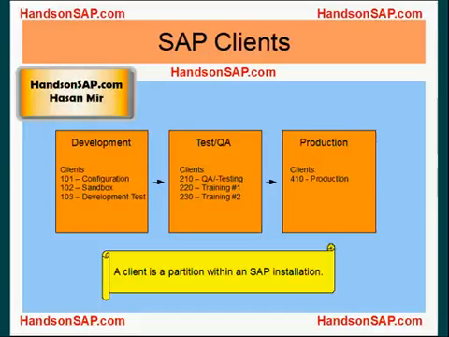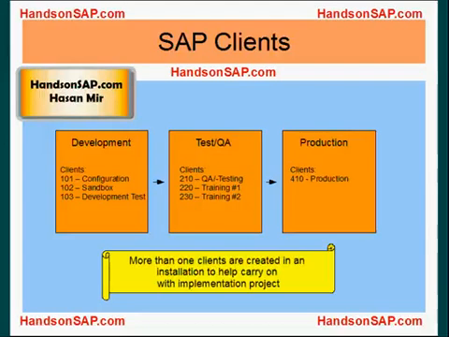So typically you would create three clients in a development environment: configuration, sandbox, and development test. And you would have three clients in a test or QA box, namely QA testing, training 1 and training 2, and if more training clients are required, that could be created here as well. And production typically contains one real client representing the actual company, okay, and that client would be called production.